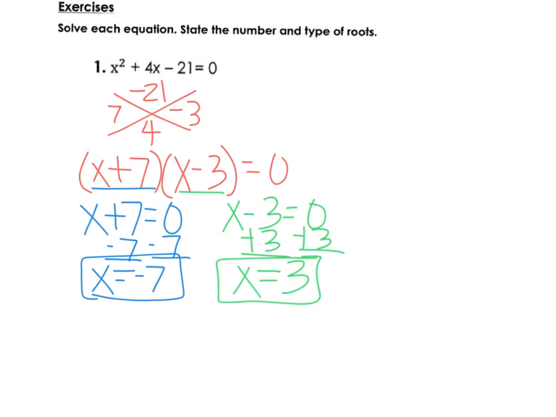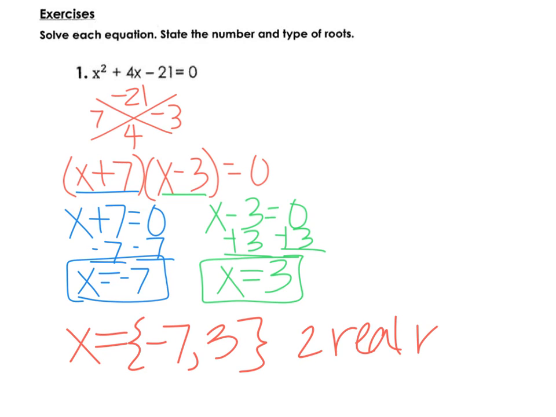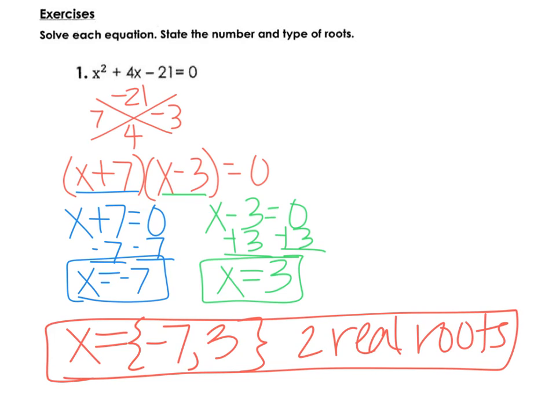So let's write our final answer as a solution set. We would say x equals negative 7 and positive 3. And this is two real roots. The only time it's complex or imaginary is if we have an i involved. Here it's just two whole numbers, two real numbers. So we have two real roots, and they are negative 7 and positive 3.